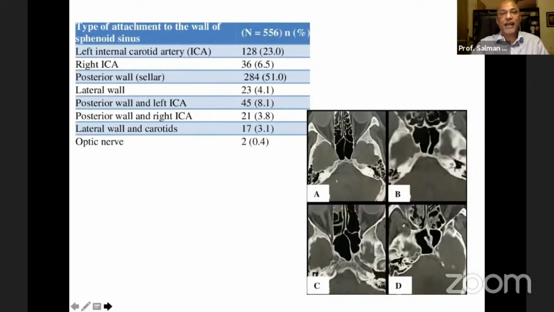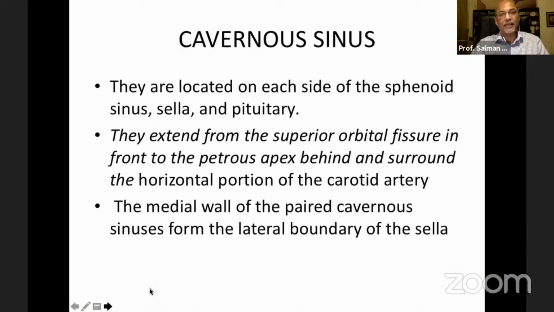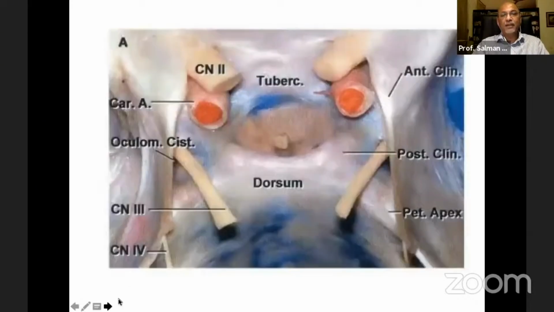So this is for your planning of your surgery once you're inside operating endoscopically. Cavernous sinus, I was just going to touch it shortly. They are located on either side of the sphenoid sinus, sella, and pituitary. They extend from superior orbital fissure in front to the petrous apex behind and surround the horizontal portion of the carotid artery. The medial wall of the paired cavernous sinus forms the lateral boundary of the sella.